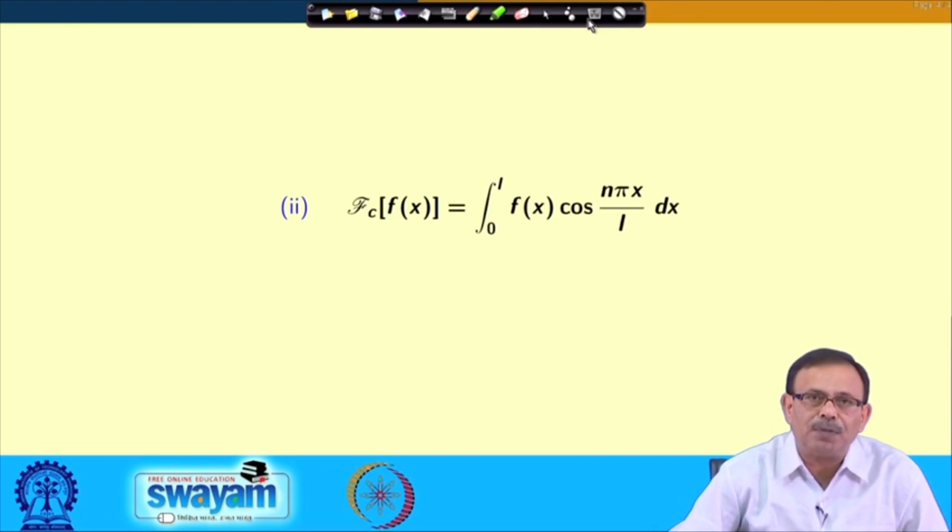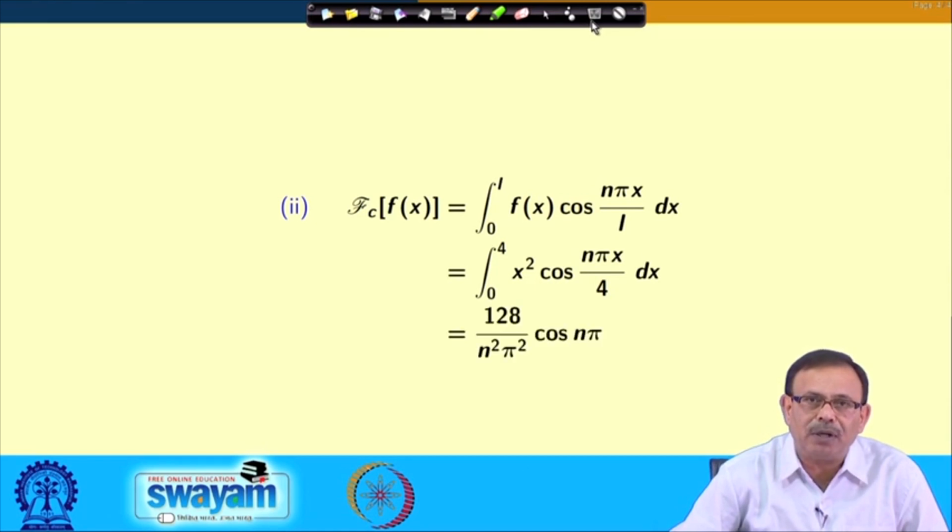So, the Fourier cosine transform of f(x) is this one, and this equals the integral from 0 to 4 of x square cos(n pi x by 4), and this equals 128 by n square pi square into cos n pi. So, this way we can find the finite Fourier cosine transform or finite Fourier sine transform of a function whenever the function is defined in a particular range, say x from 0 to L.